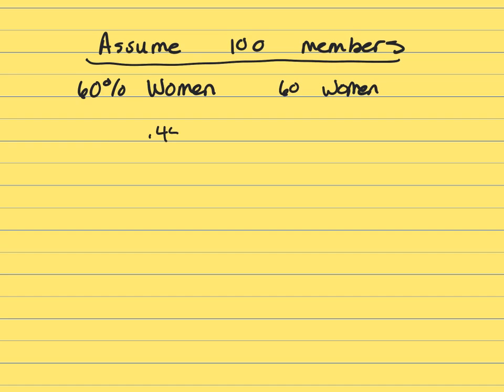So if you take 0.45 times that 60, 5 times 6 is 30, and that gives you 27. So 27 of these are women lawyers. But that's not your answer because it wants the probability that the person selected is a woman lawyer.